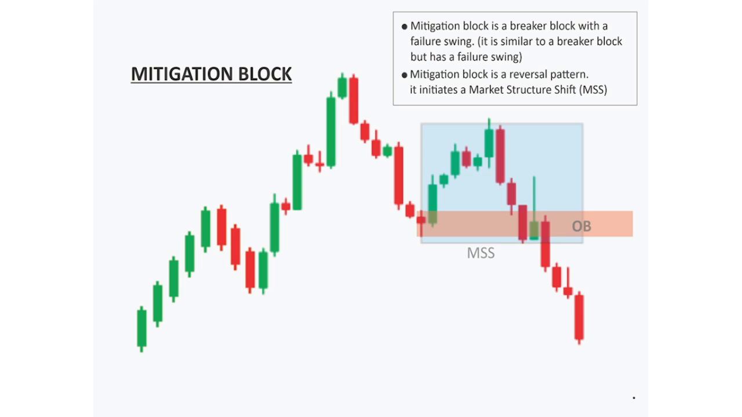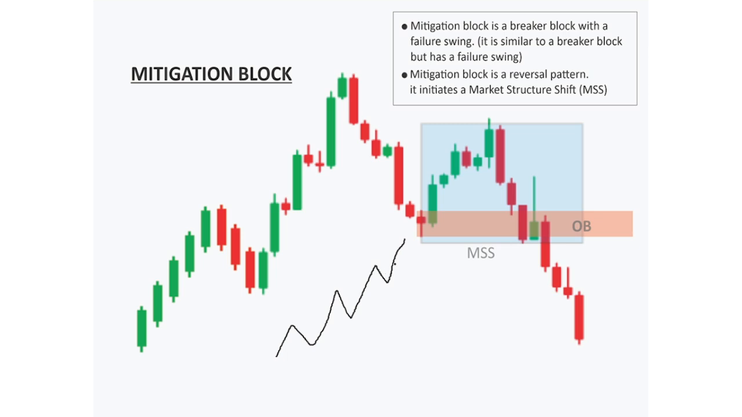Now, look at the mitigation block. The mitigation block is a breaker block with a failure swing. What is a failure swing? Look at this illustration here. The market is in an uptrend. As long as it's making a higher high and a higher low, the market tends to be in an uptrend.